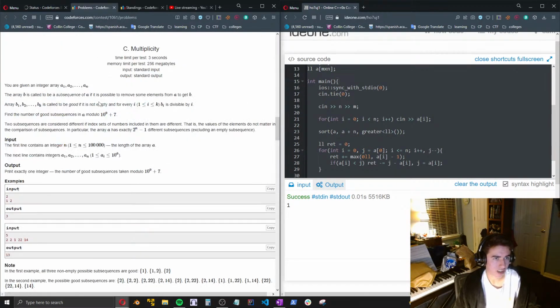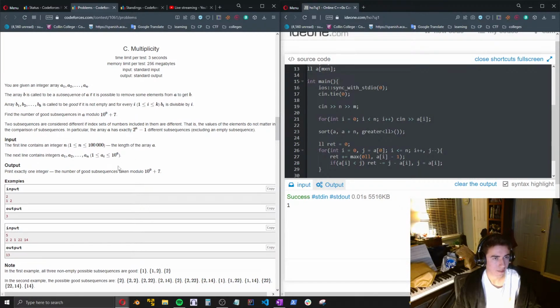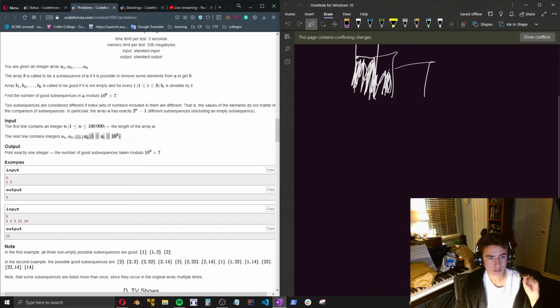Multiplicity. You're given an integer array, blah blah blah. The array b is a subsequence, blah blah blah. Good. And b_i is divisible by i. Okay. Alright, just... So the first element must be divisible by 1, the second divisible by 2, etc. Then we notice that the elements can only go up to 10 to the 6th. Interesting.